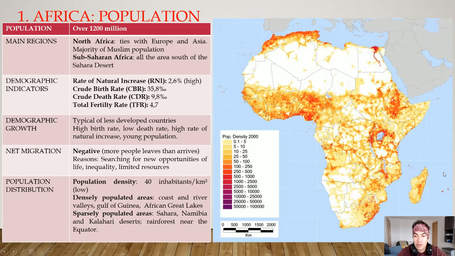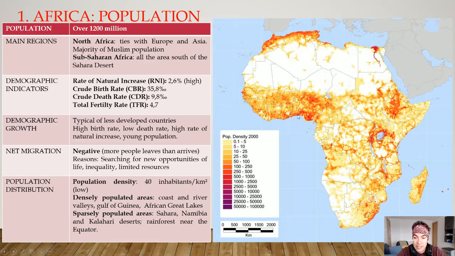Why is that? Because there is a lot of population here in Africa. We have said over 1,200 million, but Africa is a very large continent. It's a very extensive area, so the population density is low. What are the most densely populated areas? Well, they are the coasts and river valleys, the Gulf of Guinea and the African Great Lakes.